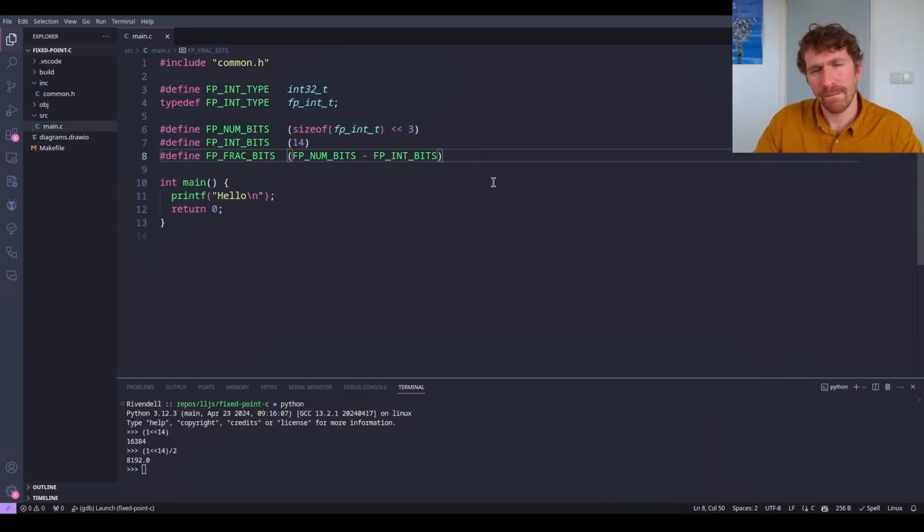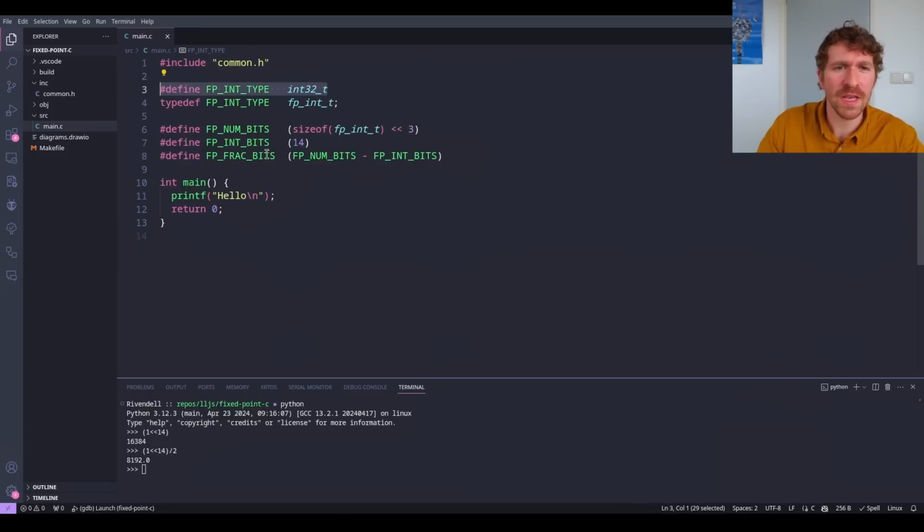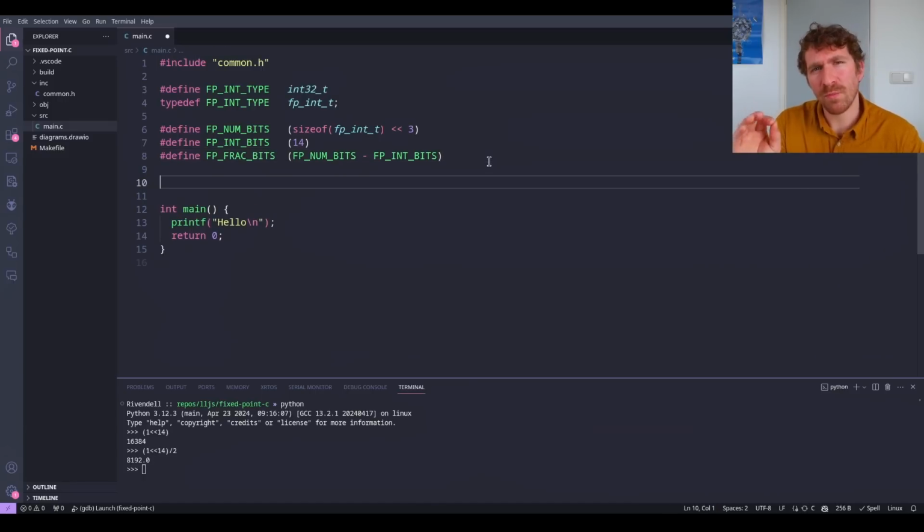Okay, so now we've got our bounds. We've got a type that's concrete and that's representing our values, and we've got these definitions here. The next most important thing, I think, is to figure out how we work mechanically with this type, because we're going to write a whole bunch of functions for doing addition, subtraction, whatever we want to do. We're going to need to be able to access the fractional part or the integer part. So let's make some bit masks now to do that.